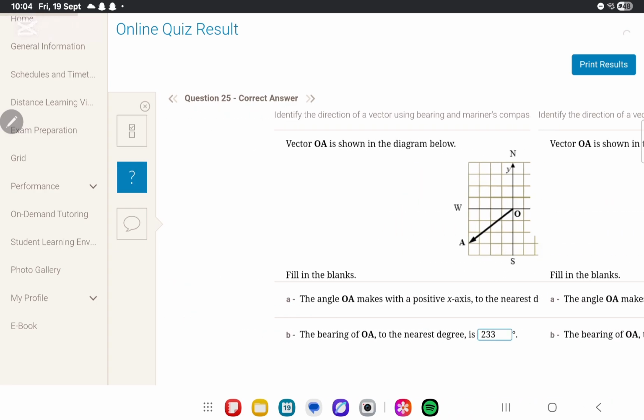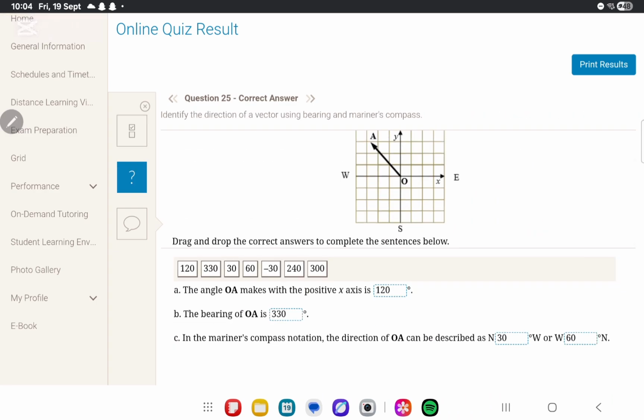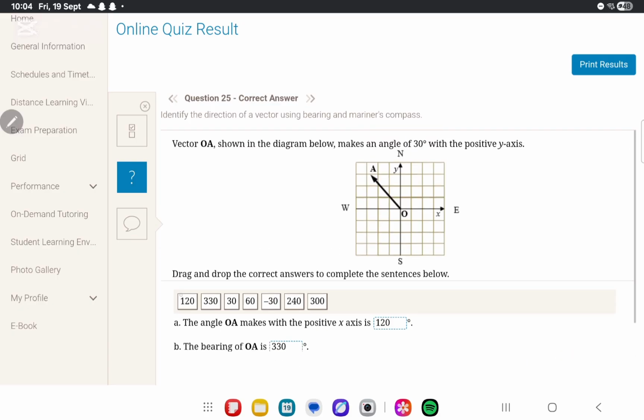Question 25. The angle OA makes with the positive x-axis is 120 degrees. Now, how do we know? This here is 90. Okay, again, this part is 90, and then they told you it makes an angle of 30 degrees with the positive y-axis. So from here to here is 30, right? 30 plus 90, 120. That's your answer.